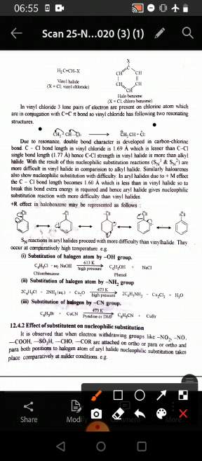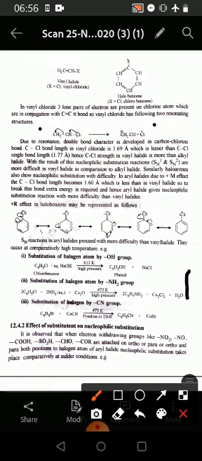Due to the resonance, double bond character is developed in the carbon-chlorine bond, and the bond length in vinyl chloride is 1.69 angstrom, which is less than the C-Cl single bond length, that is 1.77 angstrom. Hence, C-Cl bond strength in vinyl halide is more than that of alkyl halides. As a result, nucleophilic substitution reactions, SN1 and SN2, are more difficult in vinyl halides in comparison to alkyl halides.